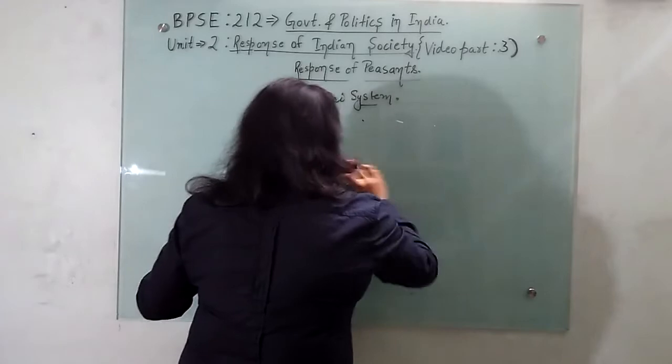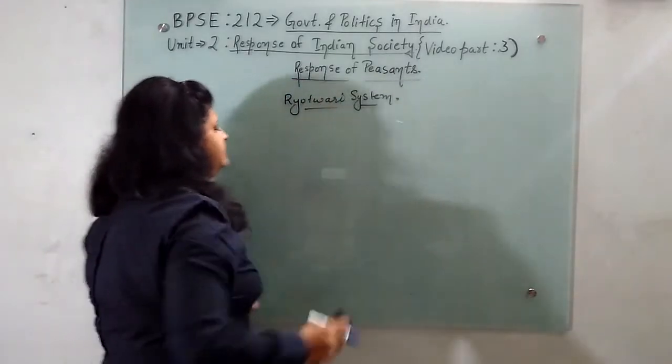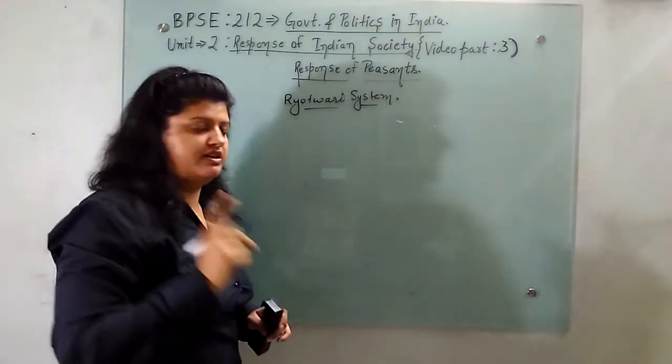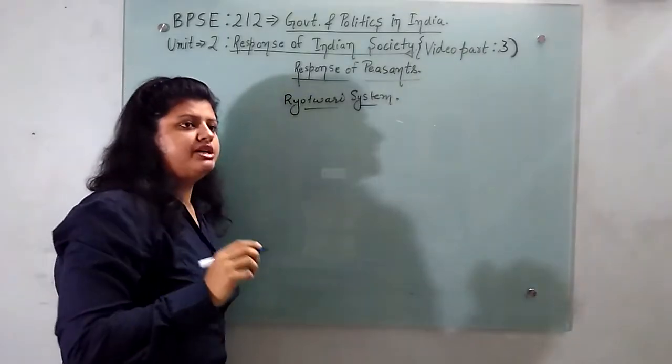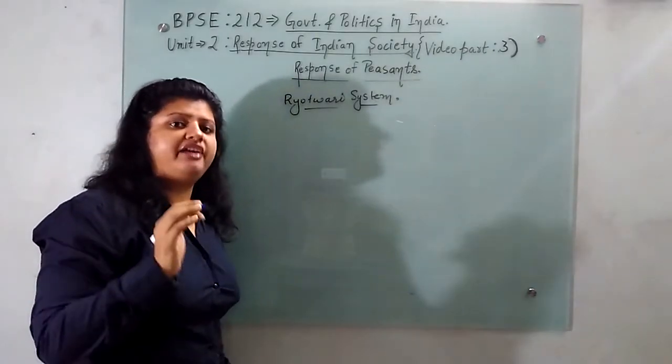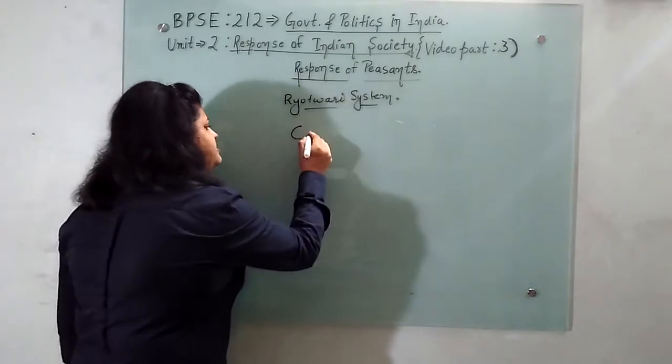Now what is the problem of the Rayatwari area? The problem was first that the British collector demanded the revenue in cash. Cash demand was theirs.